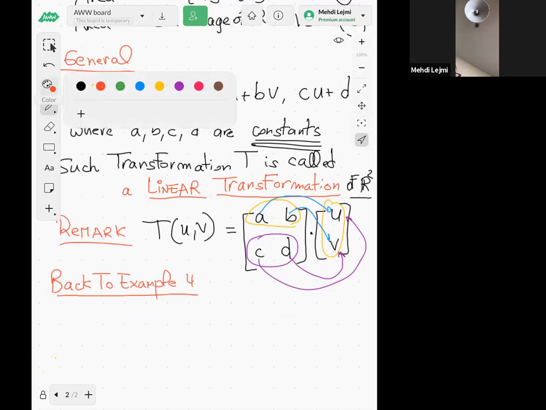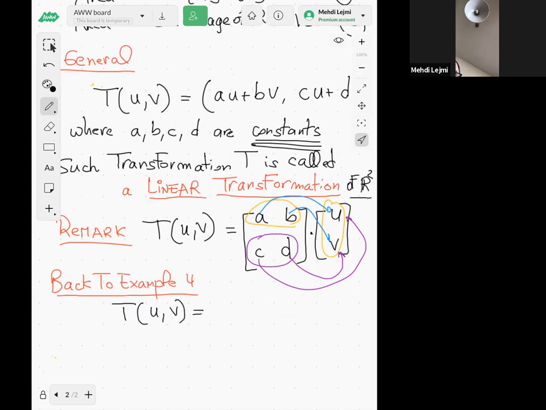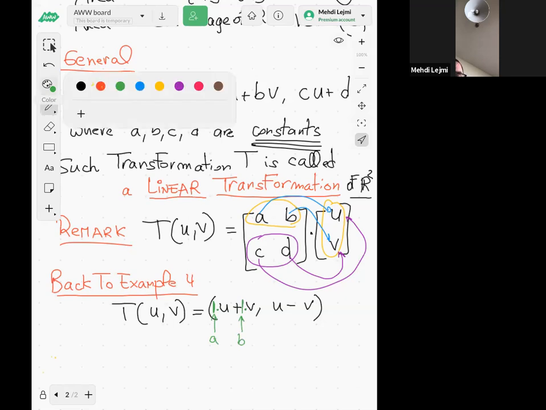In example number 4, we had T of (U, V) equal to (U plus V, U minus V). So in this case A would be equal to 1, we have 1 times U. So that's my A plus B times V, so here's 1 times V. So this one would be my B. And then C times U, so it's 1 times U. So this is my C. And of course, this is a -1, so -1 would be my D, right?